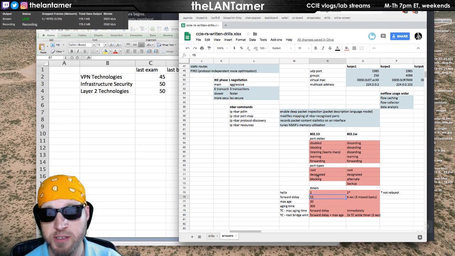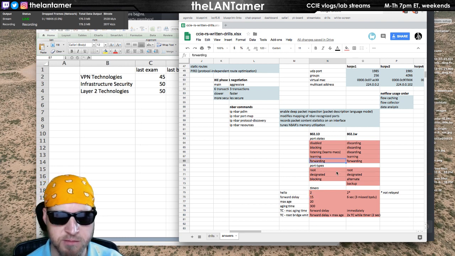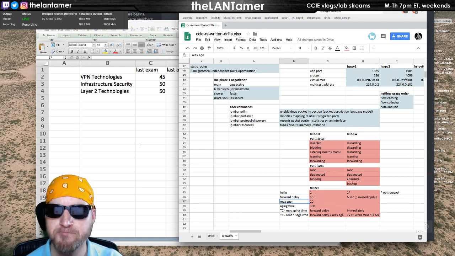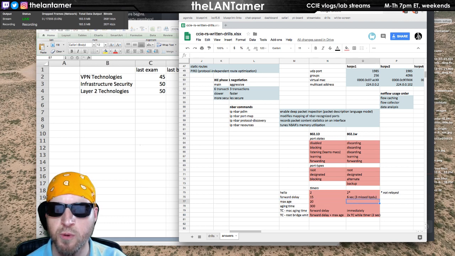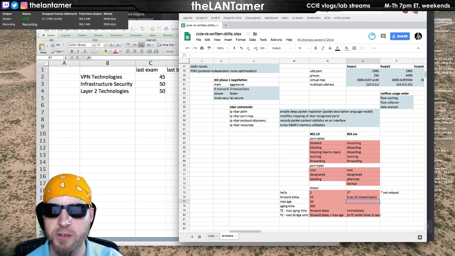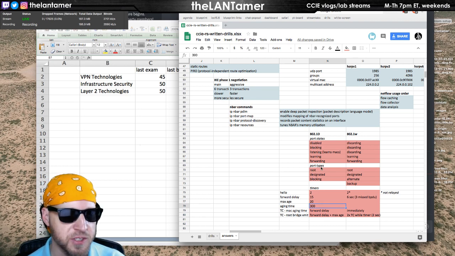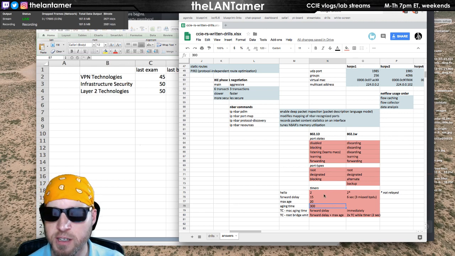So you could have up to like 32 seconds before you transition to the forwarding state in 802.1D. The max age, that's how long you will wait for a new BPDU. And then aging time is 300. So when you're learning, you start to learn the MAC addresses and which interfaces they're on. The aging time for that is 300 seconds.